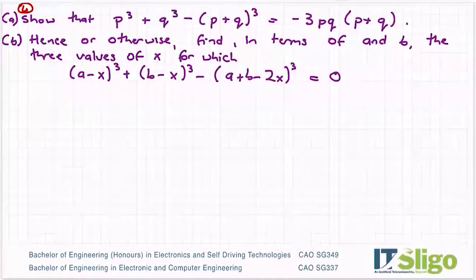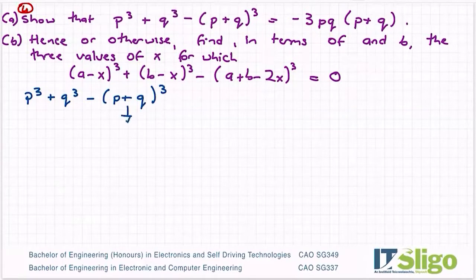Right, question 4. Show that p cubed plus q cubed minus p plus q all to be cubed is equal to minus 3 times pq by p plus q. Okay, bit of a tongue twister. Right, so we have to expand out this side. So I have p cubed plus q cubed minus p plus q all to be cubed. Okay, so the expansion of this.